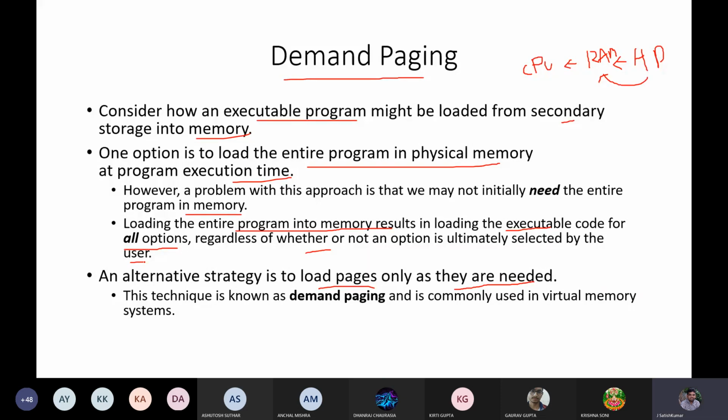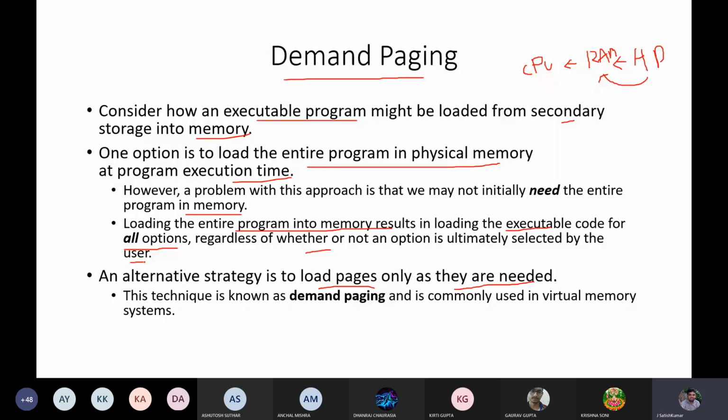The user will choose that option or not, we don't know, but still we are loading the entire program because that program needs to be executed. So that is one way. The other way is you load only the pages which are needed, based on the demand. So this is needed, you say that this is demanded, then you load that page only.